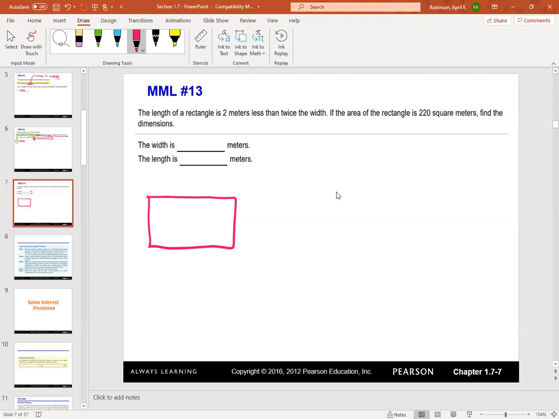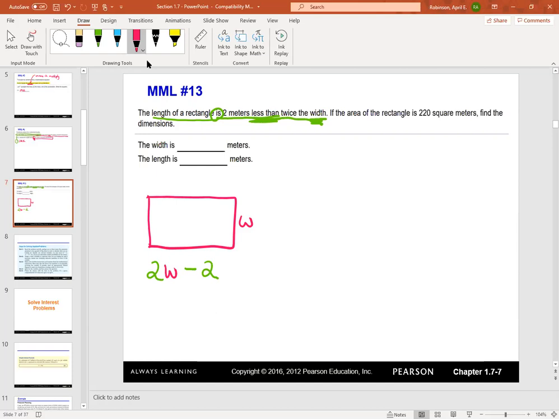But when I read it, it never says the width is blah, blah, blah. So I'm just going to call the width W, W for width. And then the length is 2 meters less than twice the width. 2 meters less than, that means you're going to be subtracting 2 from twice the width. So that's going to be 2 times the width.